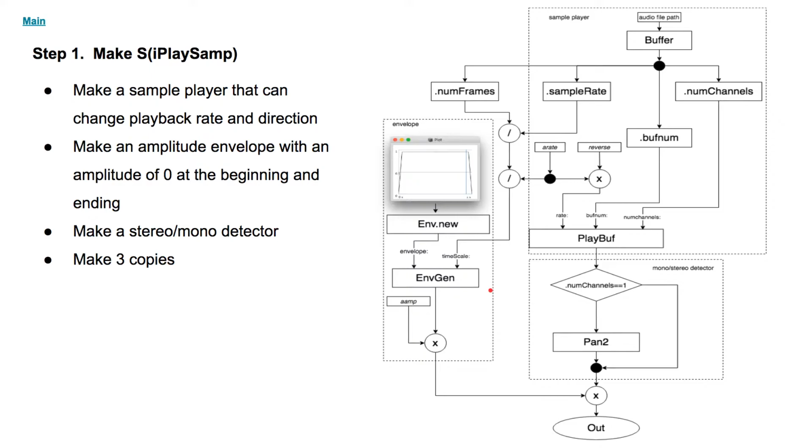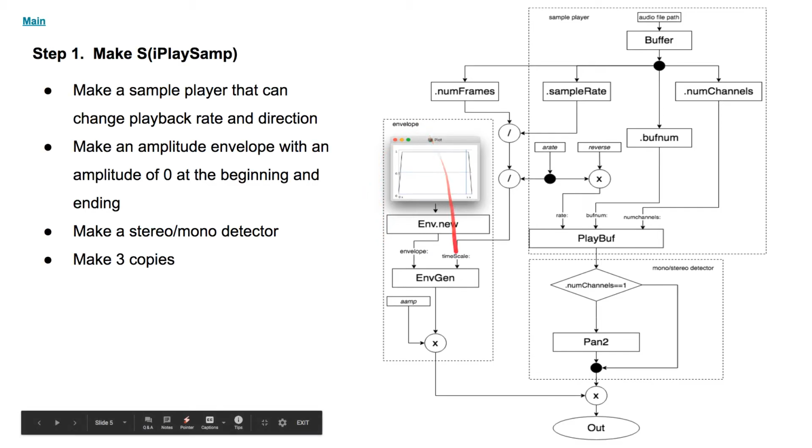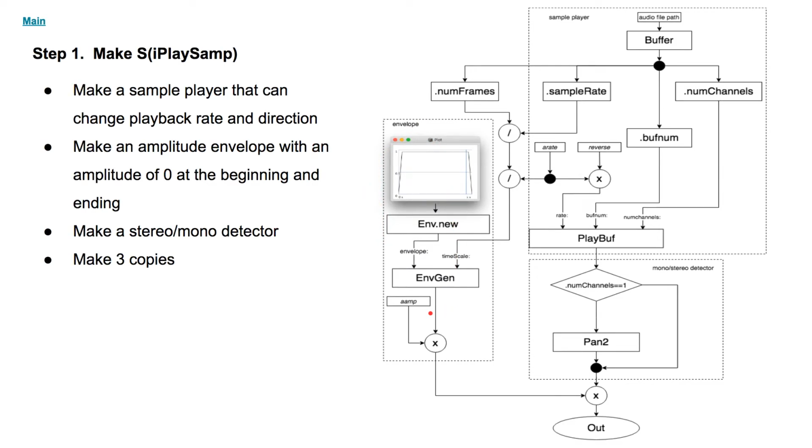Okay, so the very first thing we are going to do, as always, is make a synthesizer that makes a sound. And despite the complex look, our synthesizer only has three parts. One is the audio sample player. The other one is the mono stereo detector. And then a little amplitude envelope.